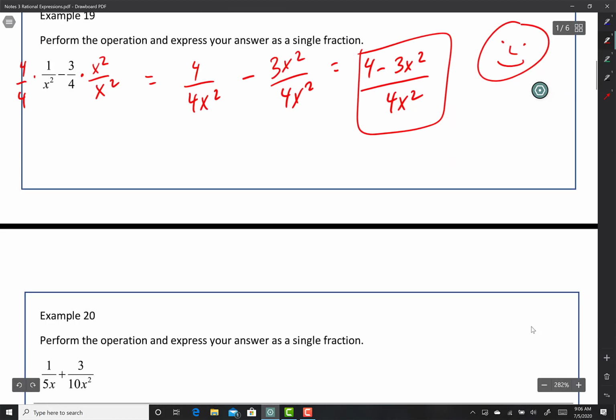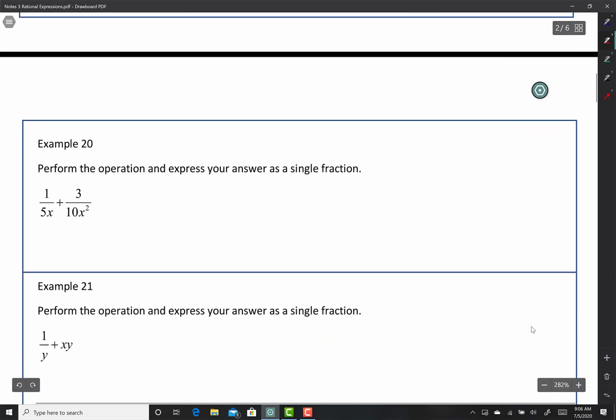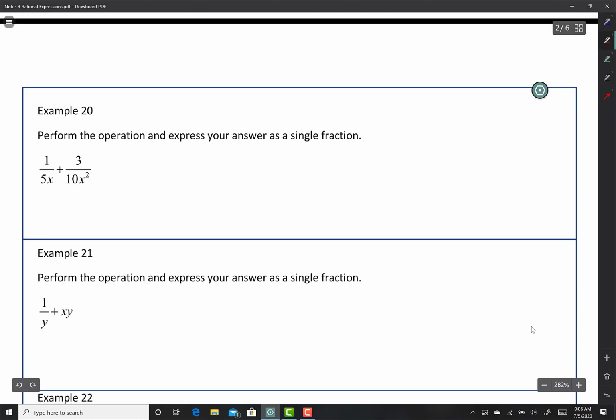So let's continue. Example 20, it says the same thing. We're going to perform the operation again. So I see 10x squared, guys. And I see that I already have 5x. So if you already have a 5x, all you've got to do is multiply that 5x by 2x. So take the left term here. I'm going to go 2x over 2x. And when you do that, you're going to get 2x over 5x squared plus 3 over 10x squared.